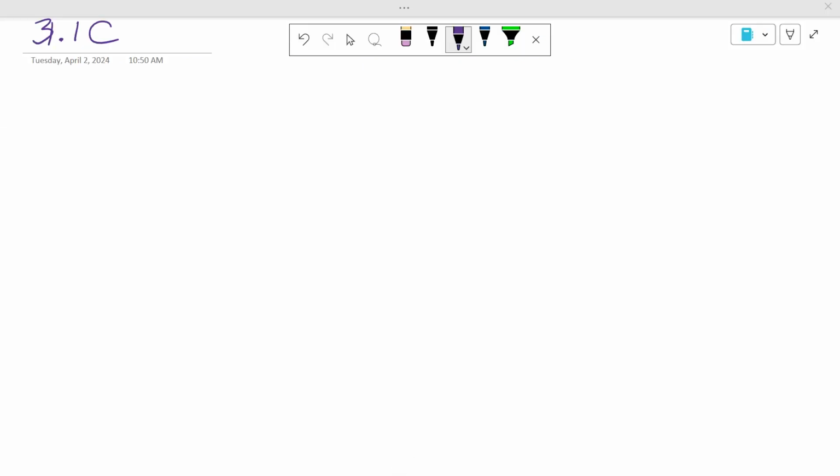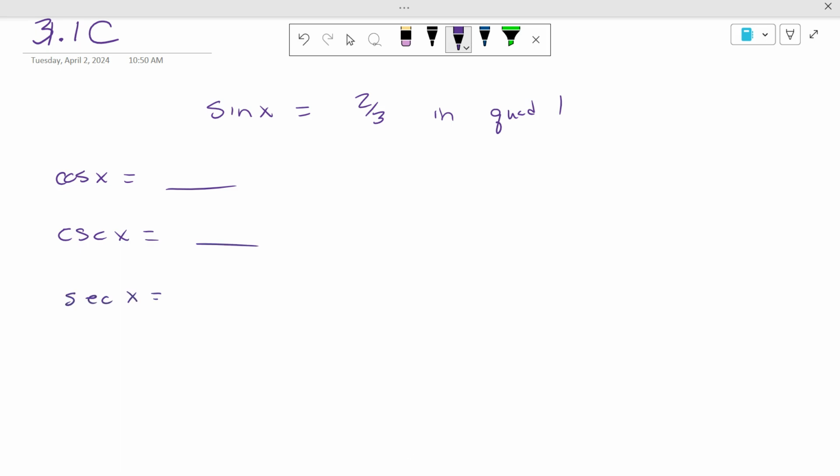If I have the sine of x equals 2/3 in quadrant 1, what is going to be the cosine of x, the cosecant of x, the secant of x, the tangent of x, and the cotangent of x equal to?